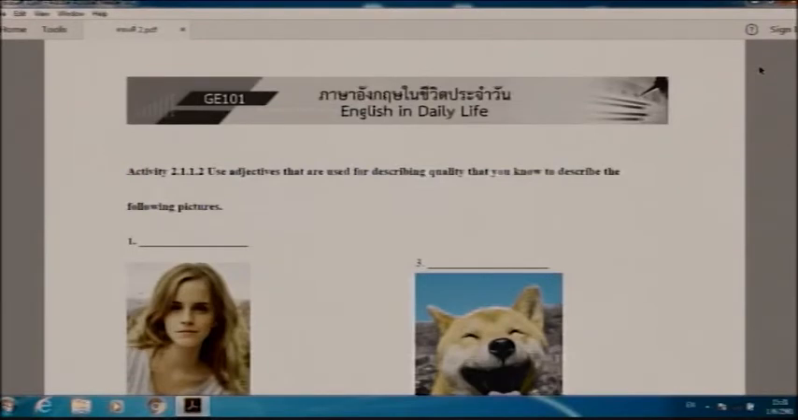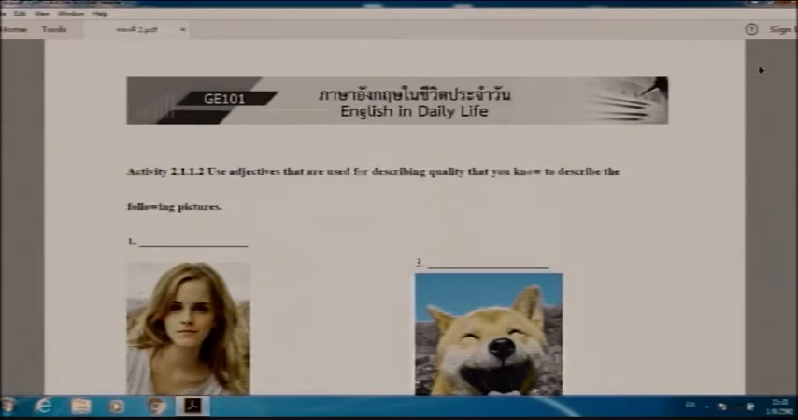Let's continue. We have talked about adjectives that describe quality. And then let's go to these pictures. Together we describe these pictures. Look at that first girl. If we want to describe these pictures, what is picture number 1? Picture number 1, we can say, she is beautiful. She's beautiful.